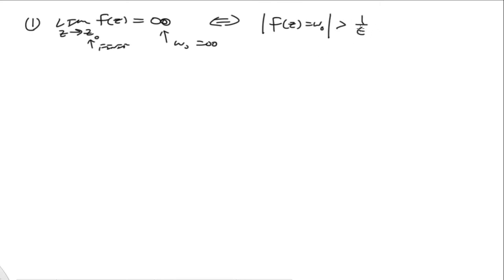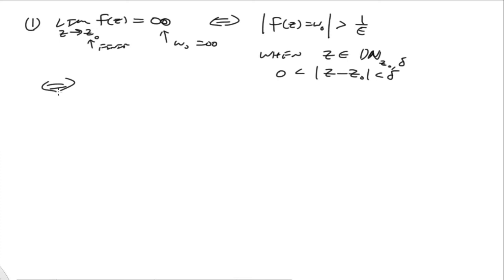epsilon for some small epsilon when z is in the deleted neighborhood of z naught for some delta, right? Right, so that's another way of stating this. And that means for every epsilon I can find a delta such that in this deleted neighborhood the magnitude of f is really, really large, okay?